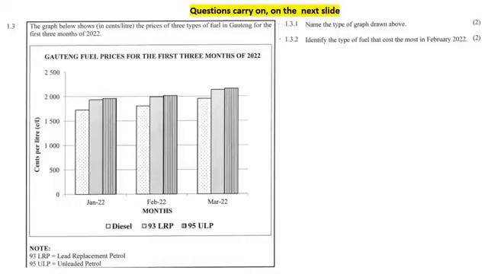Shall we begin? Okay, so it says, the graph below shows in cents per litre the prices of 3 types of fuel in Gauteng for the first 3 months of 2022. So let's get a really good understanding of what's happening here. In January 2022, they are showing you the price, cents per litre, of diesel, 93. You know, when you go to the petrol station, sometimes your parents are like, can I get 93 unleaded or 95, or sometimes they get diesel. So these are 3 different types of fuel that you can put into your car, okay?